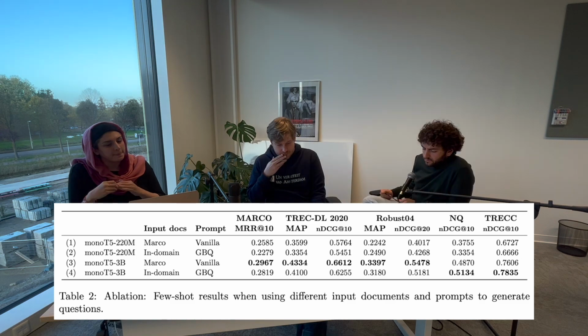And if I understand correctly, if you compare 1 to 2 or 3 to 4 on the MSMARCO MRR, the only difference is that you add more synthetic data versus only having the MSMARCO data, or that you add the data with the GBQ prompting?